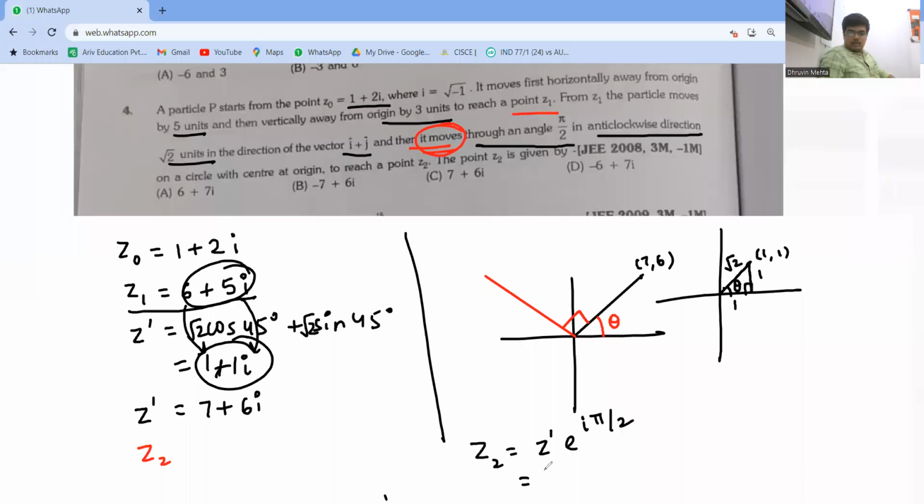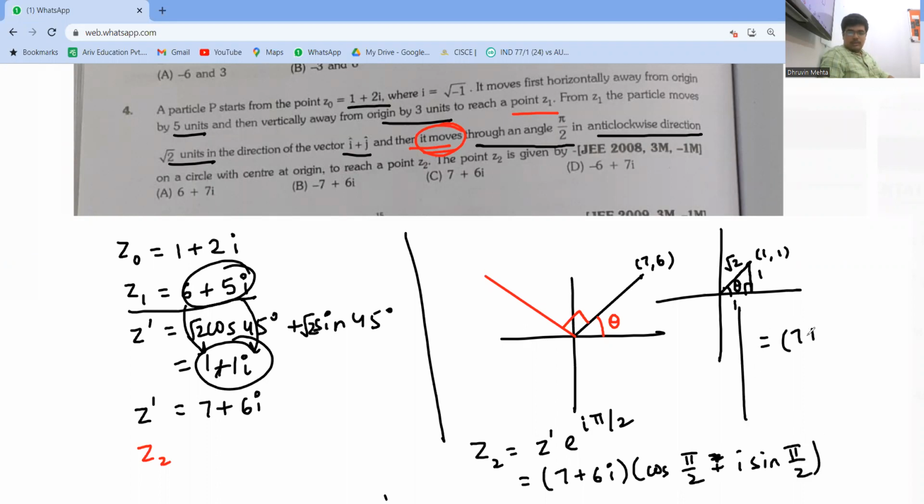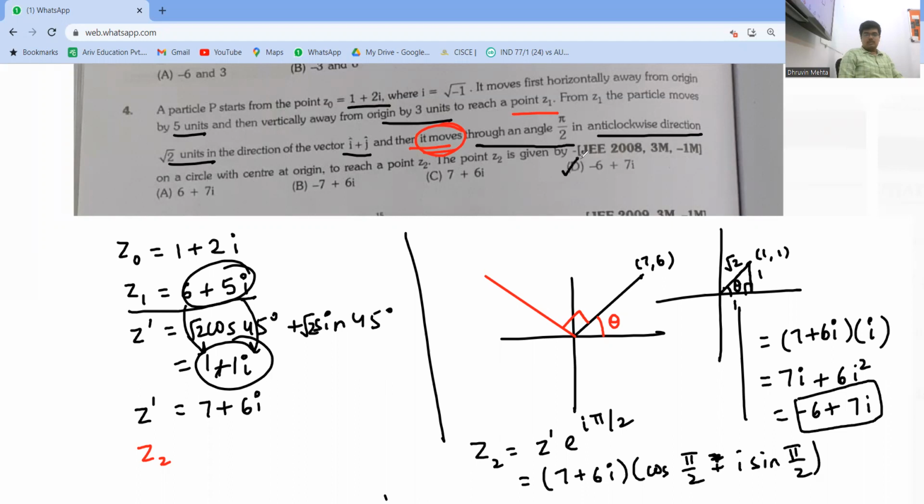So z dash is 7 plus 6i. E raised to i pi by 2 is cos pi by 2 plus i sin pi by 2. So we will have 7 plus 6i, and this is Euler's form and polar form ka relation, if you remember. E raised to i theta is cos theta plus i sin theta. To isko De Moivre's theorem, isko expand kar do, this will be 7i plus 6i square. To final answer hoga -6 plus 7i. -6, 7 coordinate.